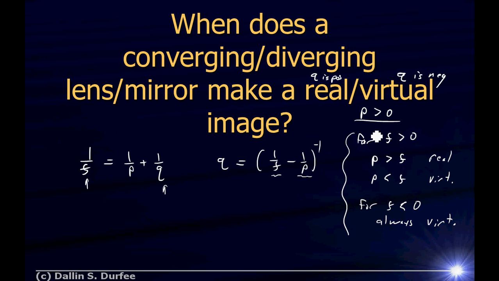And we talked about in a previous video that if you have multiple lenses together, sometimes you can get a virtual object where P is actually negative. But dealing with just a single lens and real objects such that P is positive, for a diverging lens or mirror, you'll always get a virtual image. All right? And there you have it.